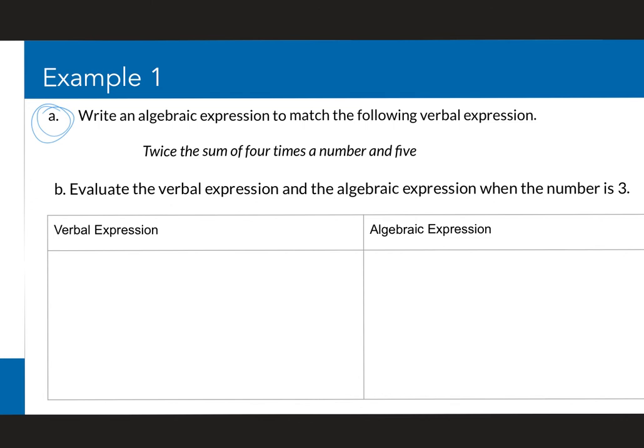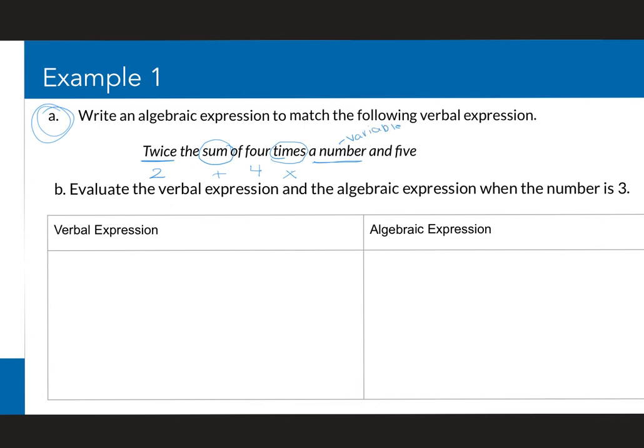All right, so let's go ahead and decompose this expression and see what it's going to look like. So we know that twice, that is 2. So that means it's 2 being multiplied by something. We have a keyword of sum, so something is being added together. We have the number 4. We have times, so times goes with multiplication. We have a number, so a number is going to represent an unknown number, so this is going to be our variable.